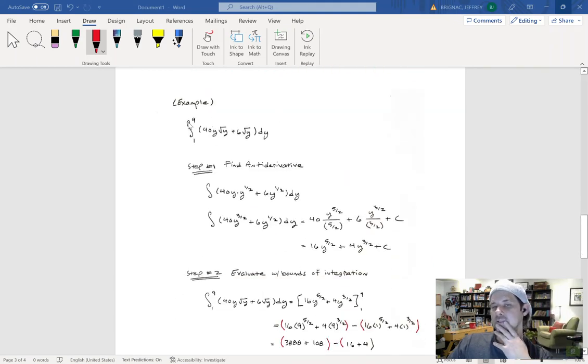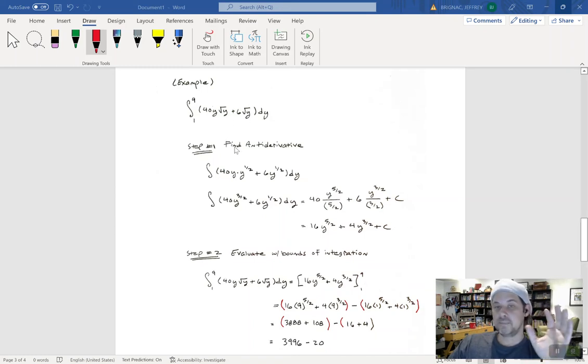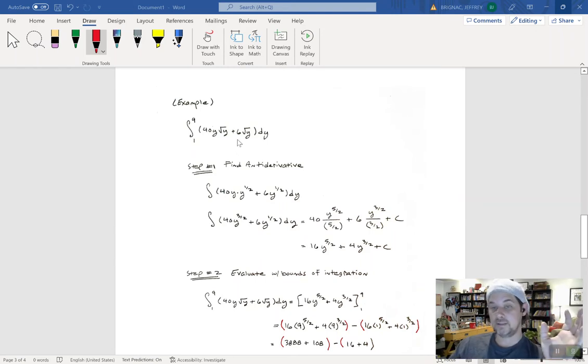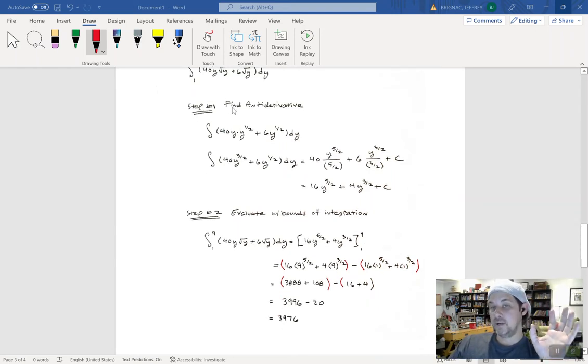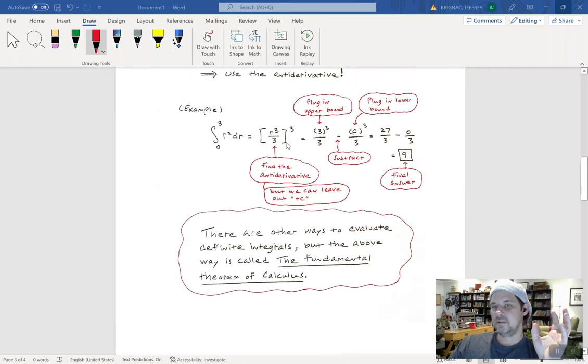Look at this one. Here's how we might read this. We might say the definite integral from 1 to 9 of 40y root y plus 6 root y dy. So lowercase y is the variable. There's my function. Now because this problem is more complicated, I'll break it into steps. So step 1, I'll need to find the antiderivative, because remember what you do is you find the antiderivative of whatever that given function is, and then you plug in the upper and lower bounds and subtract.